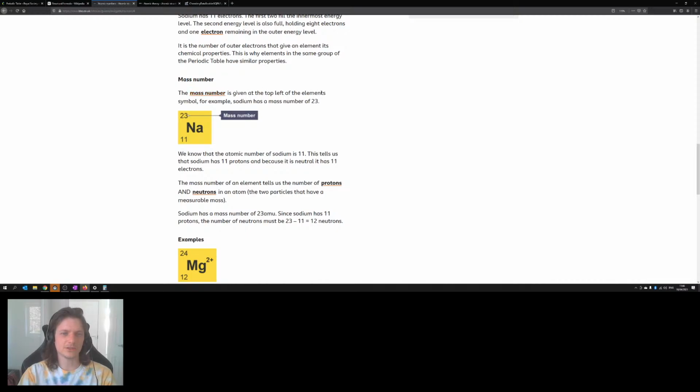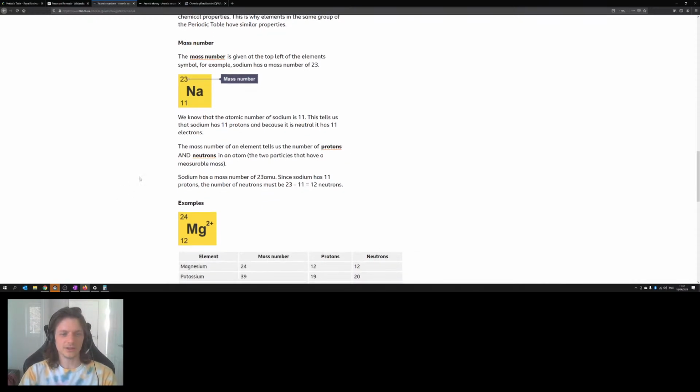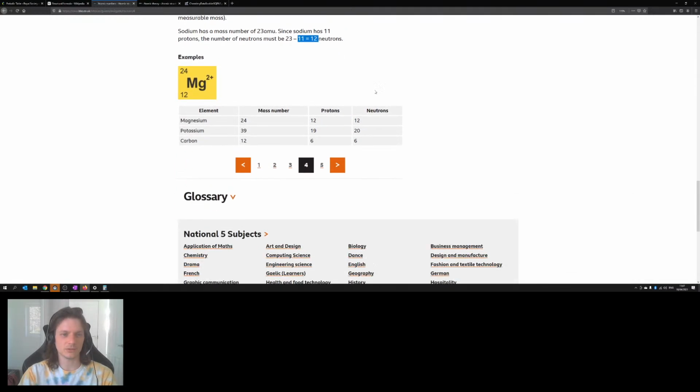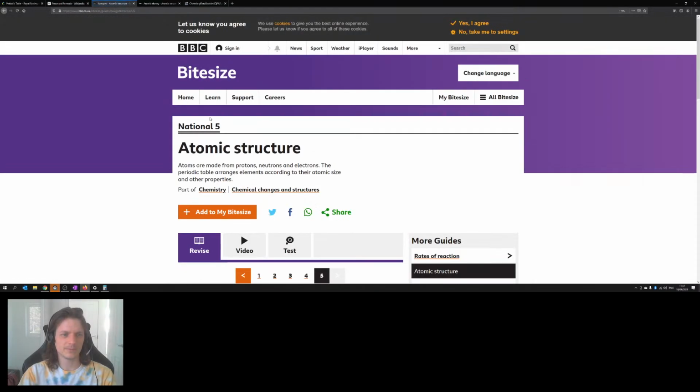The mass number is given at the top left of the element symbol. For example, sodium has a mass number of 23. We know that the atomic number of sodium is 11. This tells us that sodium has 11 protons, and because it is neutral, it has 11 electrons. The mass number of an element tells us the number of protons and neutrons in an atom, the 2 particles that have a measurable mass. Sodium has a mass number of 23 atomic mass units. Since sodium has 11 protons, the number of neutrons must be 23 minus 11, 12 neutrons. Here's examples. Yeah, we get that.